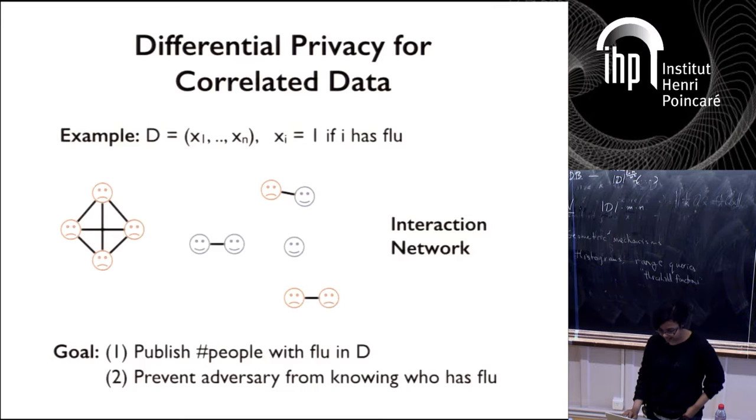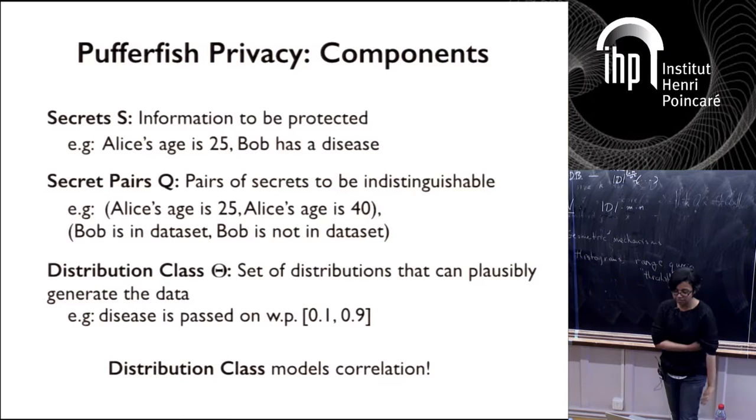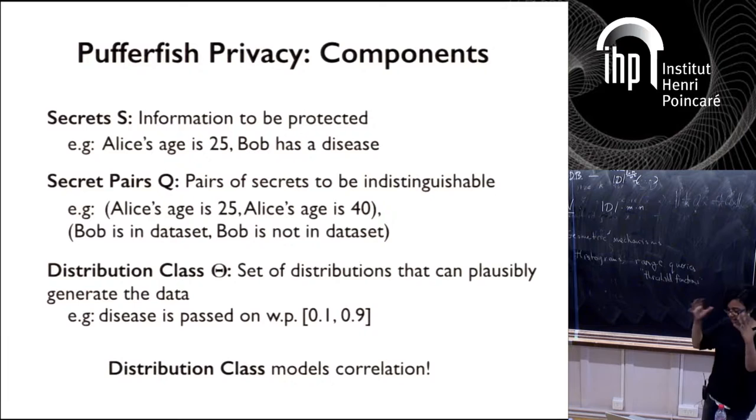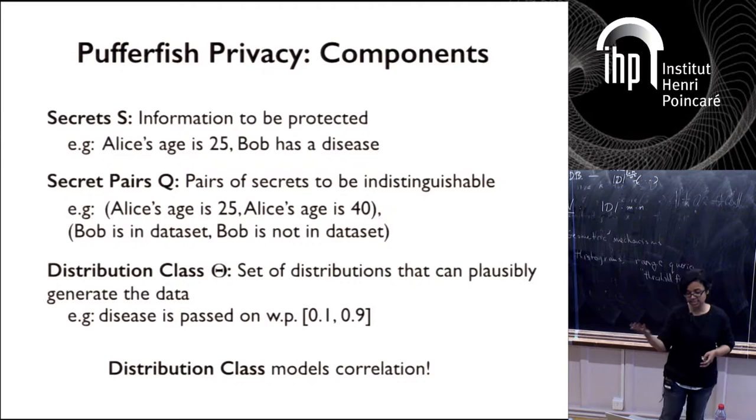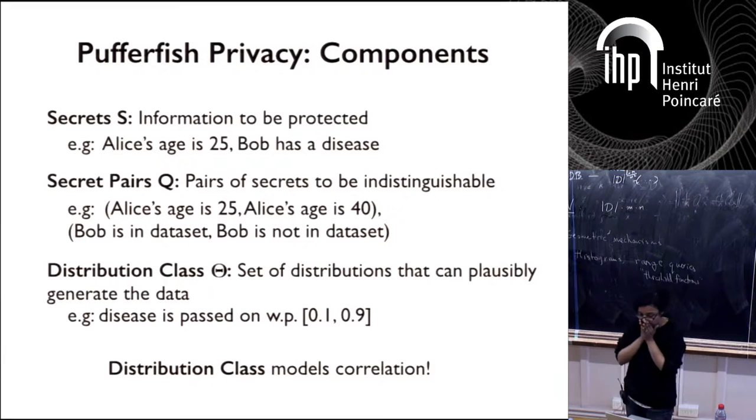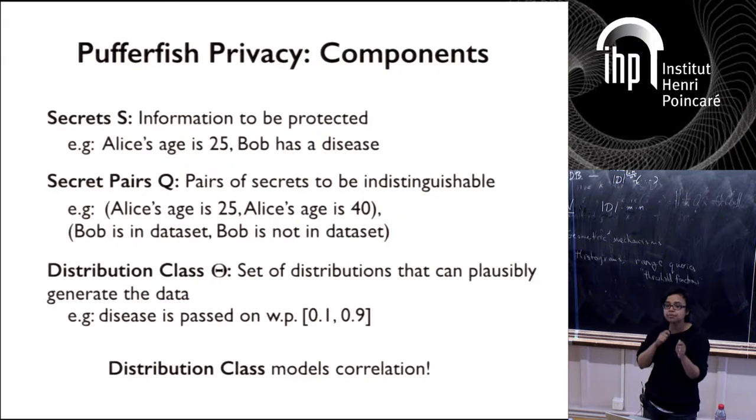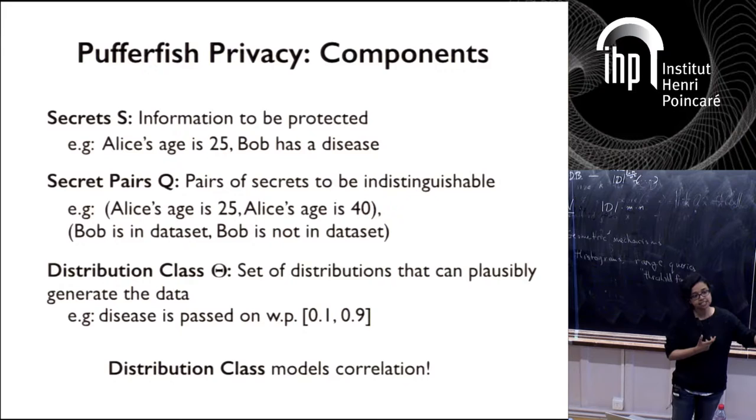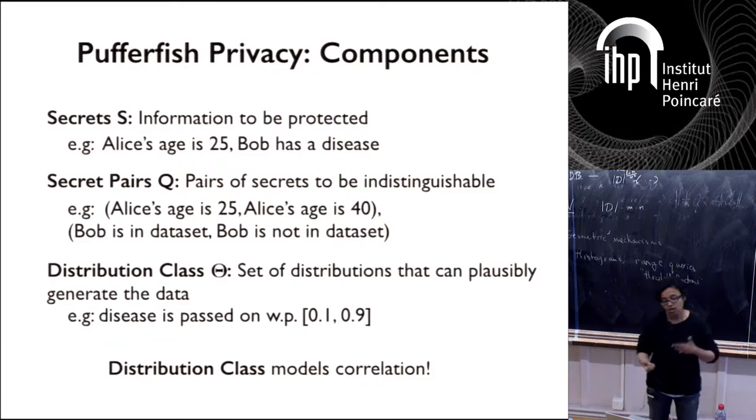Okay, so let's look at what is pufferfish. So pufferfish is a very general definition, and it's kind of abstract. So let me try to be a little bit concrete when I define it. So pufferfish consists of three components. So one is the set of secrets S, and this is essentially the information to be protected. So for example, a secret could be Alice's age is 25, Bob has a particular disease, things like that. And then there are secret pairs, which are basically pairs of secrets that you don't want the adversary to be able to distinguish. So an example of this pair would be something like Alice's age is 25, Alice's age is 40. You don't want the adversary to tell between these pairs. Or Bob is in the data set, Bob is not in the data set, okay?